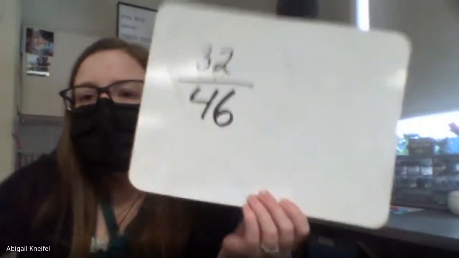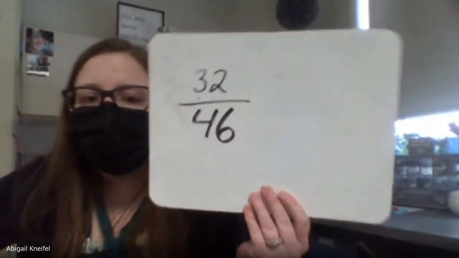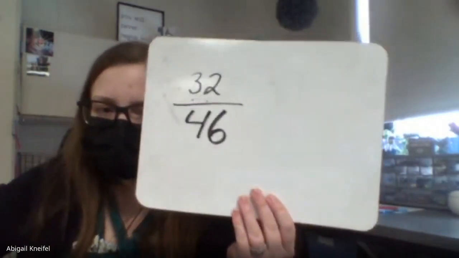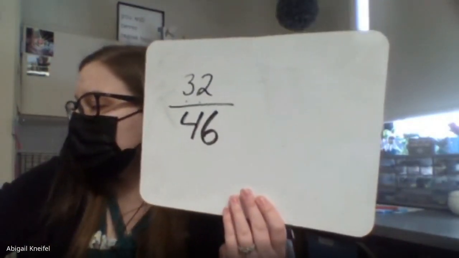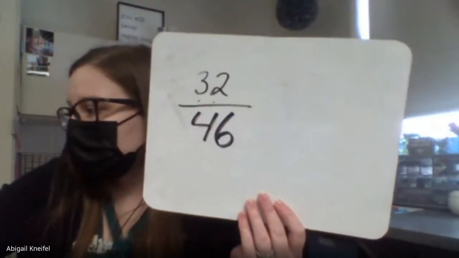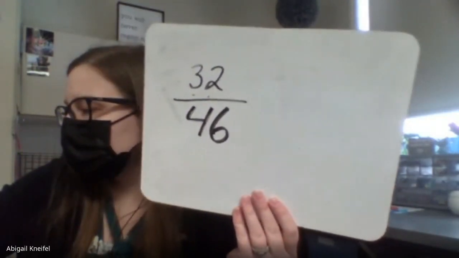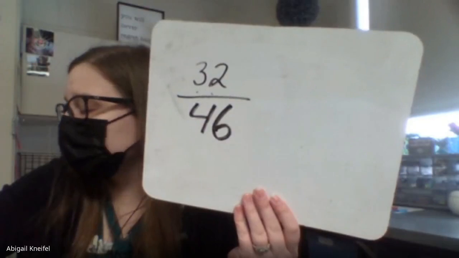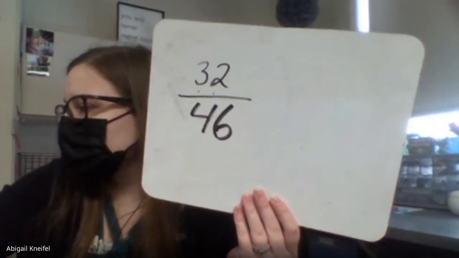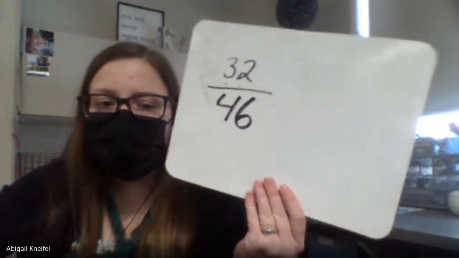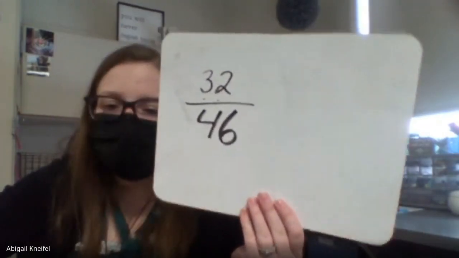Can you please simplify this fraction? Simplify this fraction, 32 over 46. They are both even numbers. 8 does not go into 46. They are both even numbers. That should give you a good place to start.